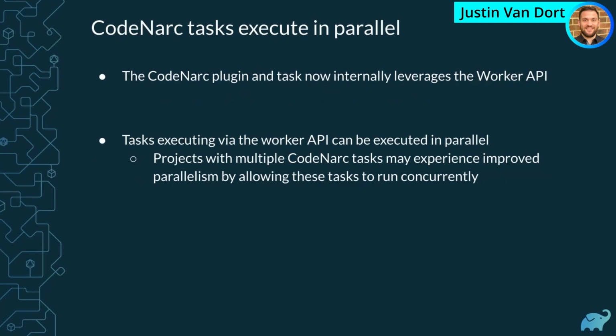CodeNarc tasks execute in parallel now. We did this for PMD and Checkstyle in previous versions, but now the CodeNarc plugin and task use the Worker API, which allows us to release the project lock when executing CodeNarc, meaning that other CodeNarc tasks can run in parallel.